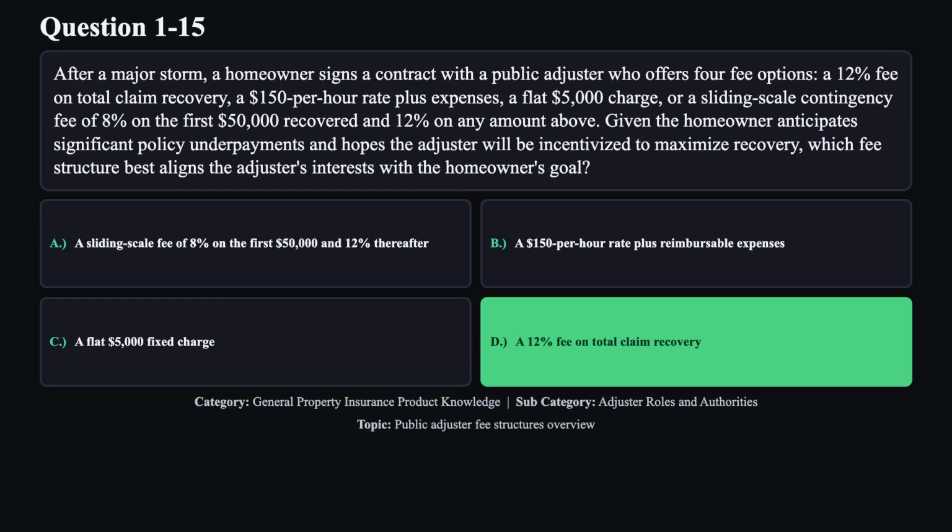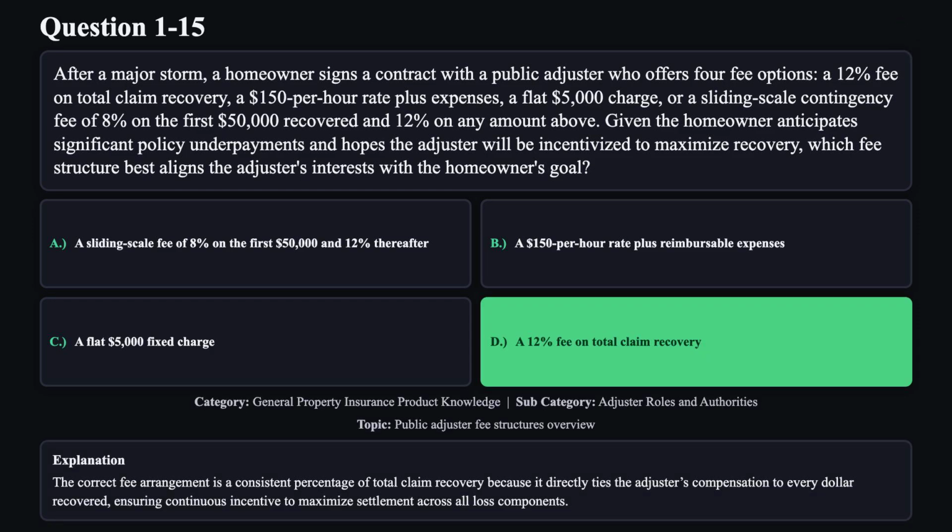The correct answer is D. The correct fee arrangement is a consistent percentage of total claim recovery because it directly ties the adjuster's compensation to every dollar recovered, ensuring continuous incentive to maximize settlement across all loss components.